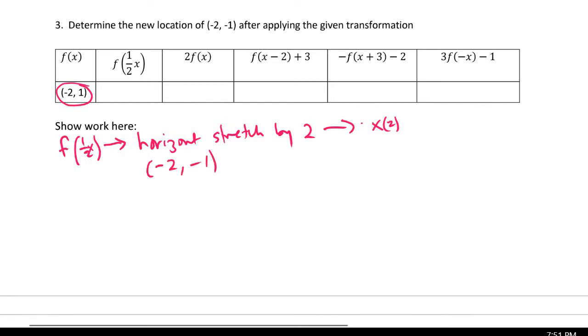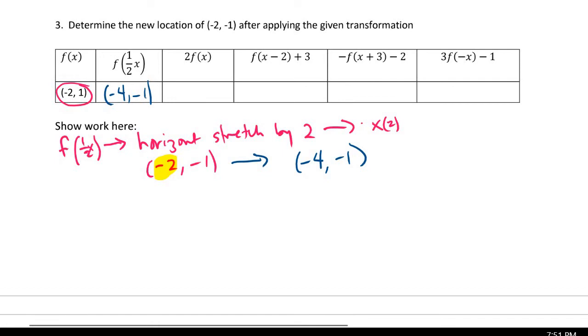So if you are given -2, -1, if I multiply the x times 2, let me highlight what you're going to multiply by 2 and keep the y the same. So it's going to become -4 and -1. This is just the x times 2. So this here is -4 and -1. All right, we're done with that.